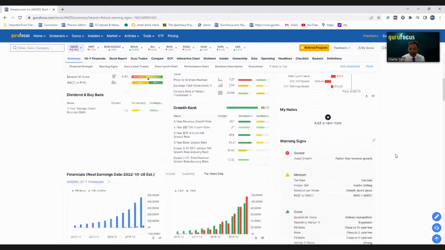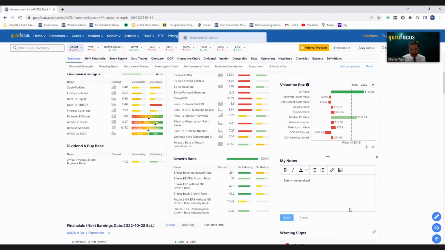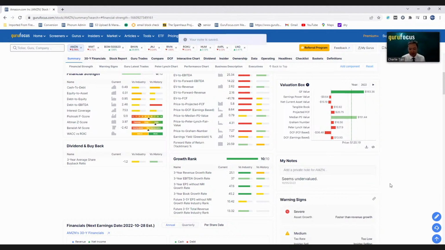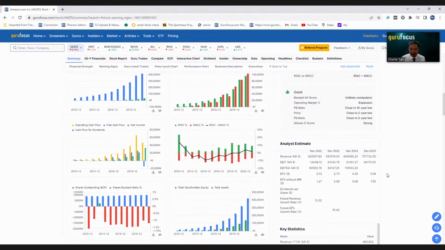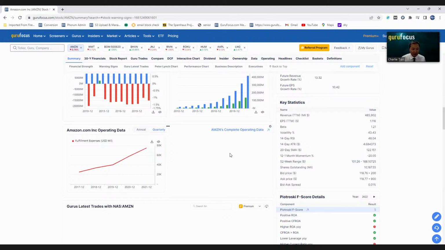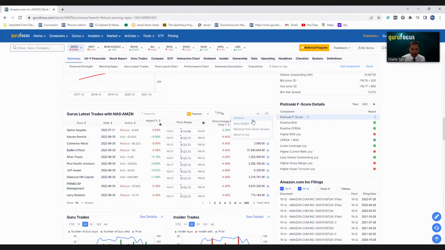I can remove some of them. I can add notes here. So for instance, here I add a note to Amazon. I said it seems undervalued, to be saved here. I can always check back later. The warning signs, analysts, the Guru latest trade. If I don't think it's that important, I just remove it.